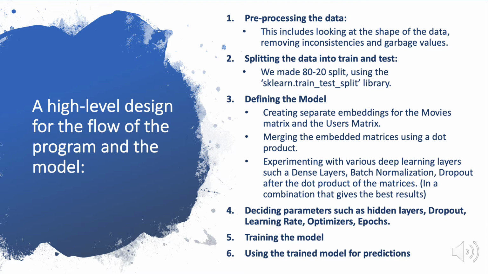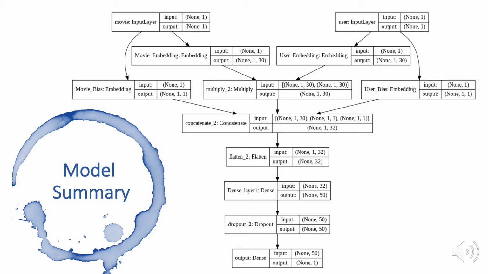We then created our model using embedding layers for the movie matrix and the user matrix, and then we experimented with a bunch of layers to get the best combination. Next, we also tuned the hyperparameters. After finding the best possible configuration of hyperparameters, we trained the model and used the model for predictions. This is the summary of our model.